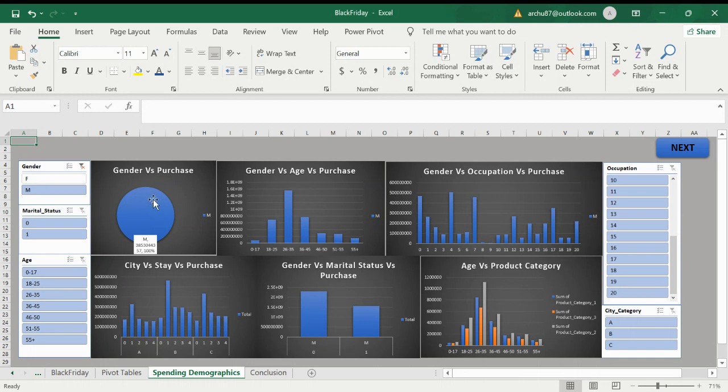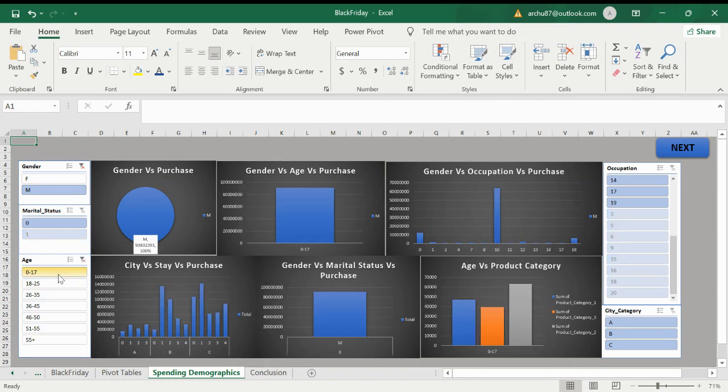This is for the male, and for male and age, if we select this, it is for all ages. Let's select a particular age and see what the purchase is. So for male and the 0 to 17 age.